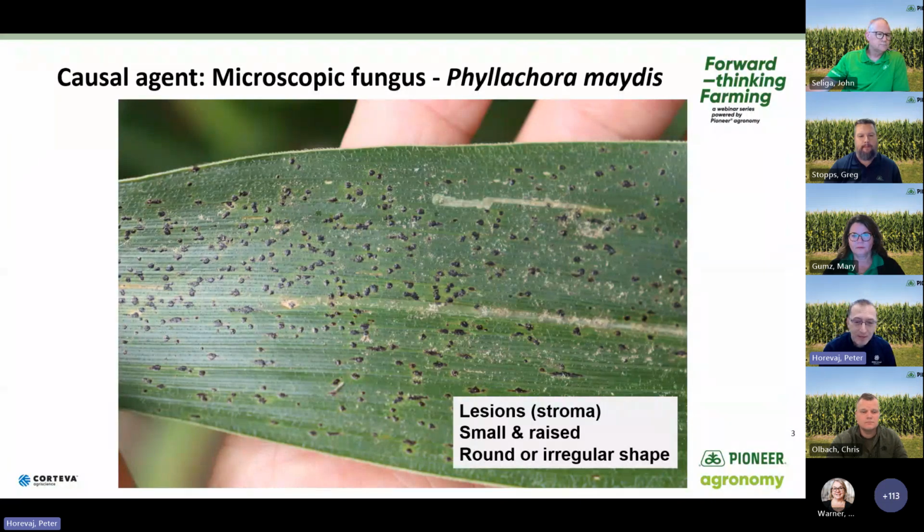What is interesting, I would say, for this disease or this pathogen, is that those black stroma that you see on the leaf, that's actual pathogen. Comparing it with other diseases like northern corn leaf blight, or Goss's wilt or GLS, what you see, those lesions, that's just a necrotic tissue of corn, but the pathogen is somewhere inside. But in this case, you actually see the actual tissue of the pathogen, those black stroma.